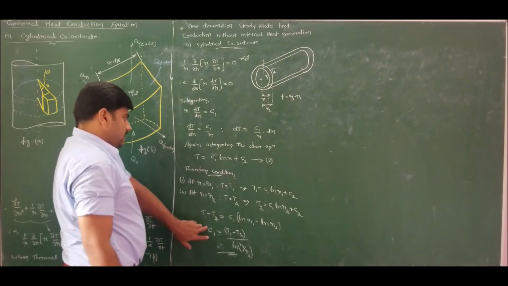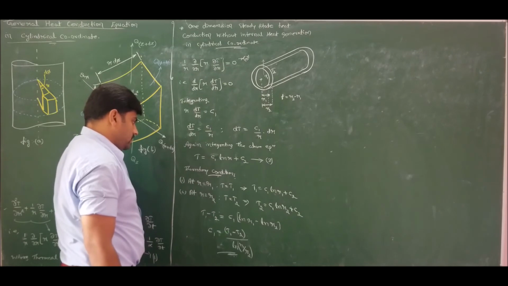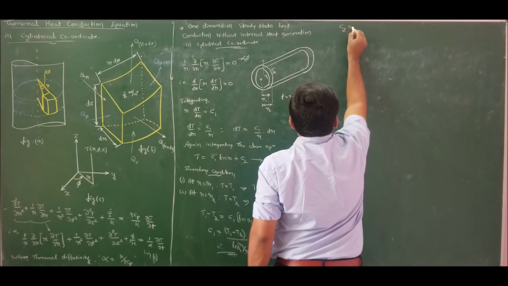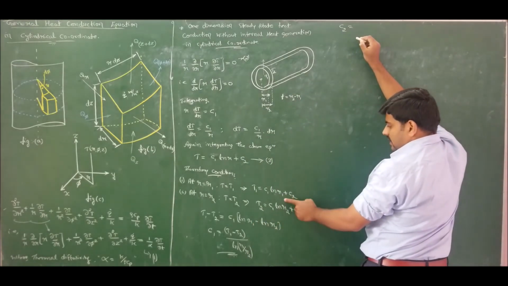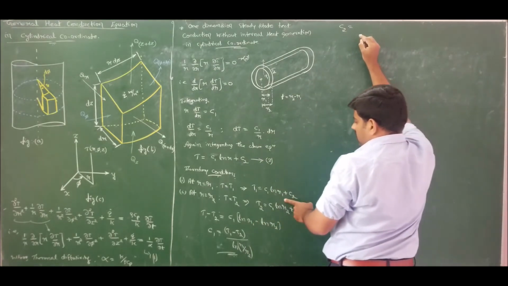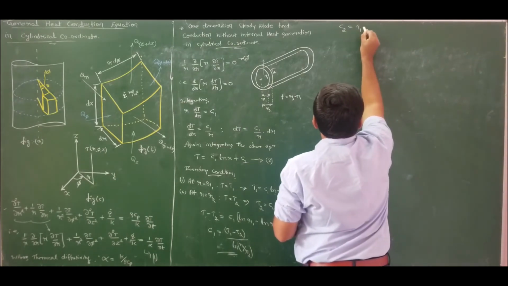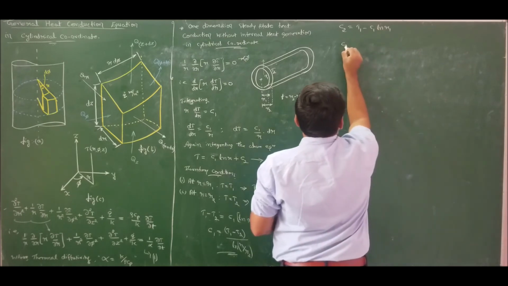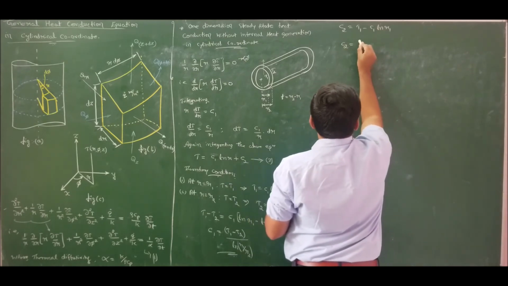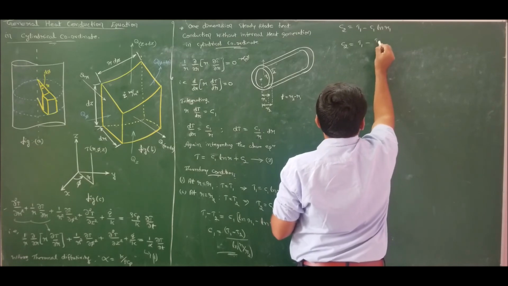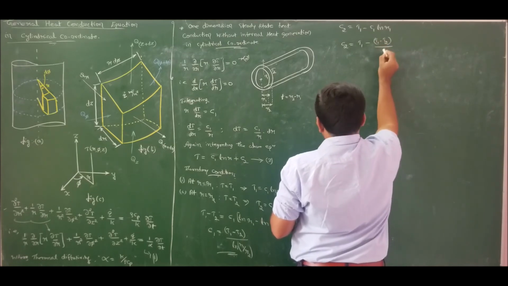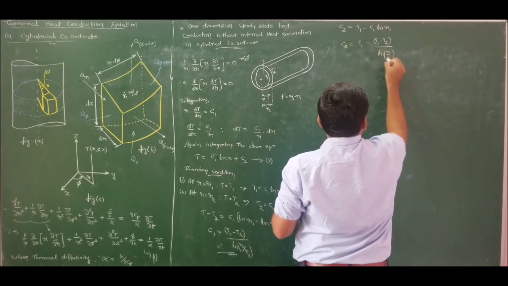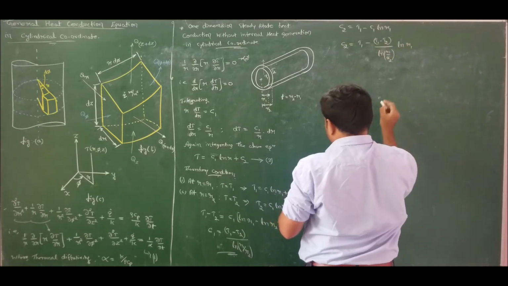So now substitute C1 in any one of these equations and get the value of C2. So thereby, let me substitute in the T1 equation, C2 will become T1 minus C1 ln R1. So therefore C2 will be T1 minus T2 by ln of R1 by R2 into ln of R1.